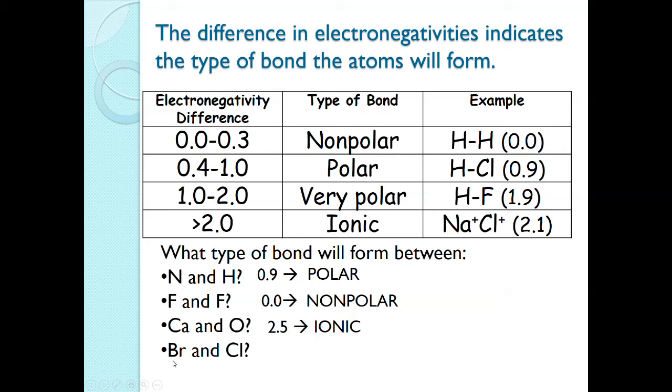Okay, and then lastly we have bromine and chlorine. So bromine has a 2.8, and chlorine has a 3.0. So that's a difference of 0.2. Okay, so a difference of 0.2 is going to give us a nonpolar bond.